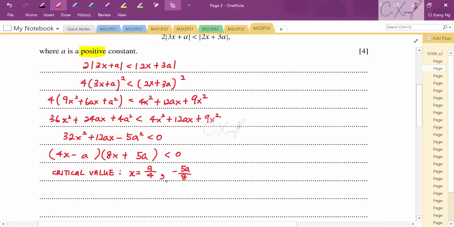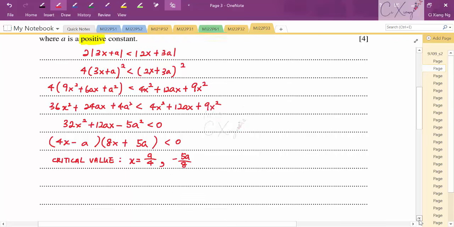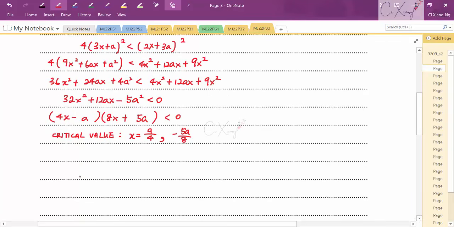So what are you going to do with these two critical values? You can use any method that you like to determine the range for x for this inequality. For me, usually I will use a number line. I draw the number line based on the critical values that I have. So a over 4 should be on this side, and negative 5a over 8 should be on the left-hand side. Please take note, in the question just now, they already mentioned that a is a positive value. So a over 4 is still positive, so it should be on the right, and this one should be on the left. Then I try to draw the arrow.